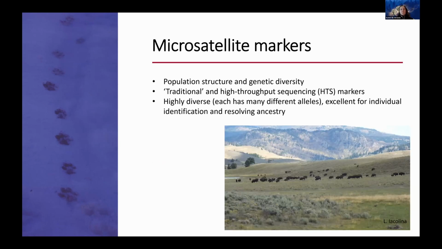So if we look at microsatellite markers, we have been using these for a long time to look at population structure and genetic diversity. As Tomáš mentioned, there are more traditional or standard procedures and also these newer high-throughput sequencing approaches. And I will briefly talk about an example where we use the traditional method.